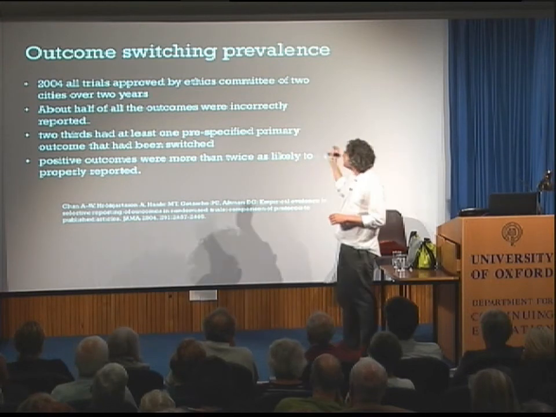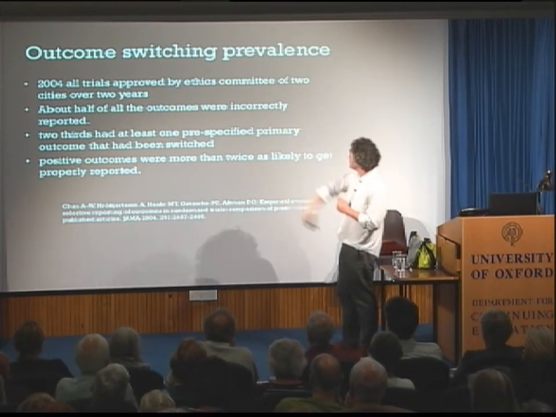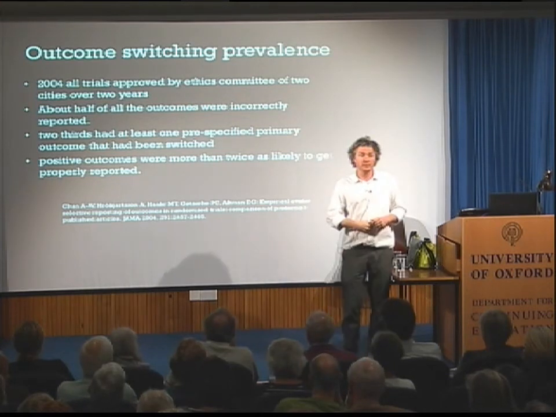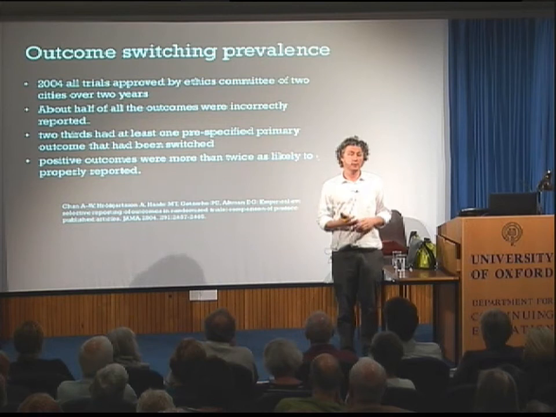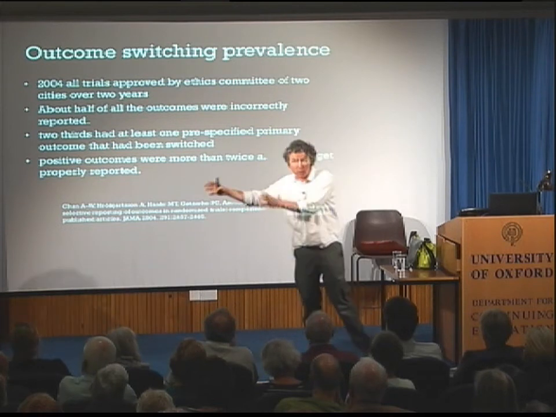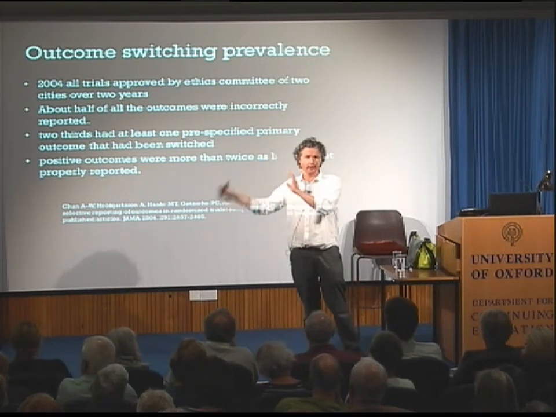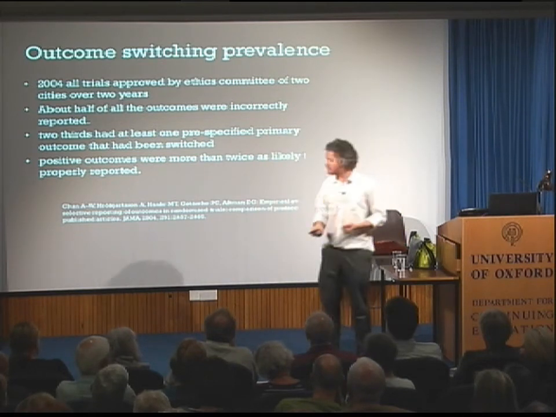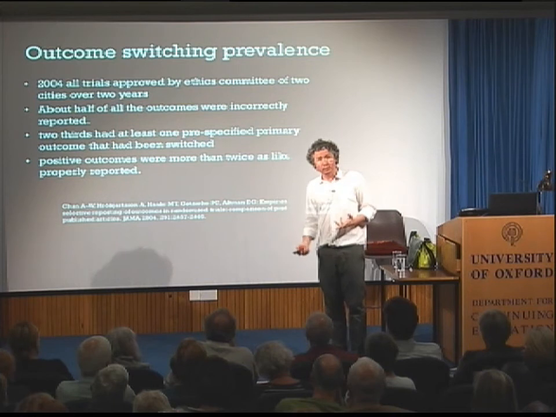About half of the outcomes were incorrectly reported. 2/3 had at least one pre-specified primary outcome that had been switched, and positive outcomes were more than twice as likely to be properly reported compared with negative outcomes. So when people got the finding they wanted, they were happy to go, oh yeah, great, here we go, it's a primary outcome. And when they didn't get the finding they wanted, then it disappeared down a rabbit warren. So, highly prevalent problem, unaddressed.